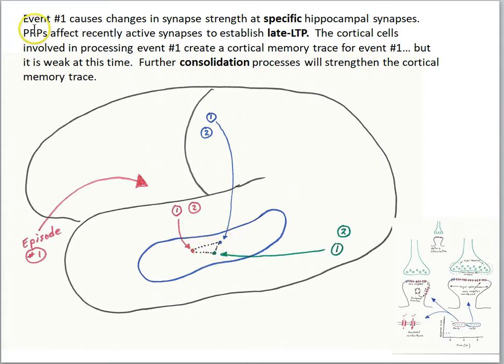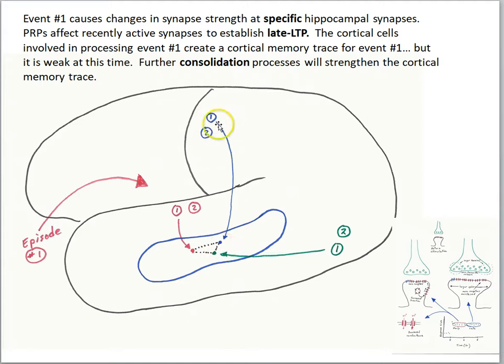And we learned that plasticity-related proteins or products affect recently active synapses to establish late LTP. You'll recall that early LTP involved the insertion of extra receptors, perhaps modifying those receptors. These changes account for early LTP, and late LTP seems to require protein synthesis and may involve structural changes to the synapse. So we want to imagine then that episode 1 has caused synaptic changes among a certain set of hippocampal cells, and that's what it is to encode episode number 1.